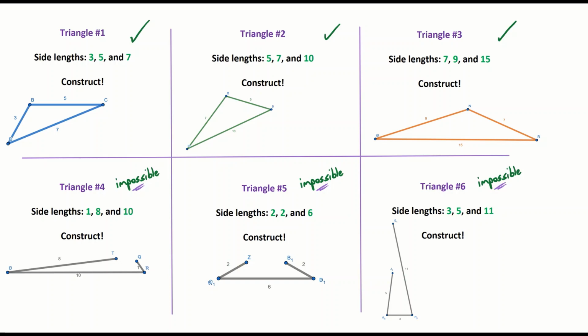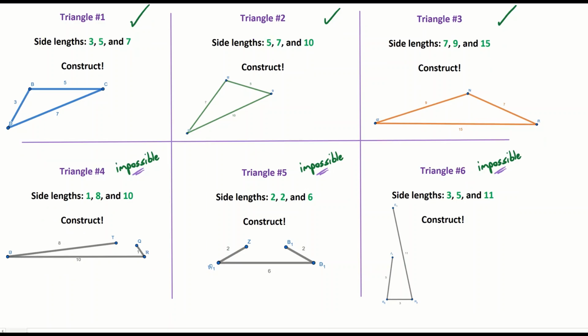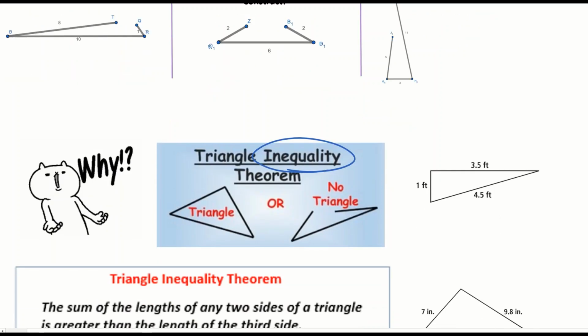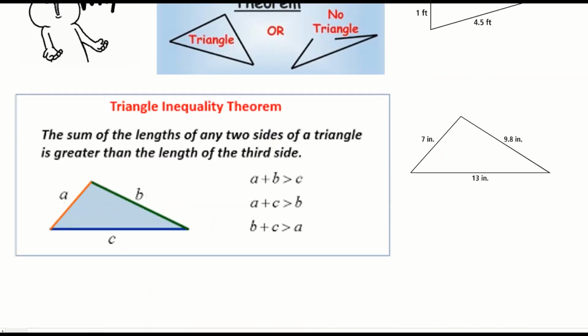Why? That's the question. Why are triangles 4, 5, and 6 completely impossible? It's because of something called the triangle inequality theorem, which helps us to determine if a triangle can or cannot exist. And it's a very beautiful theorem. It uses inequalities, hence the name triangle inequality theorem. All right, so what is it? Well, the triangle inequality theorem is this. The sum of the lengths of any 2 sides of a triangle is greater than the length of the third side. What the heck does that mean?